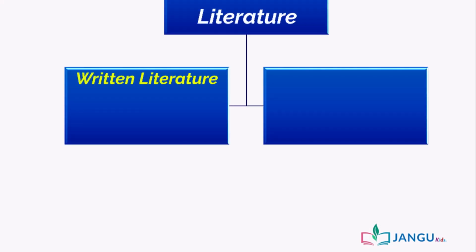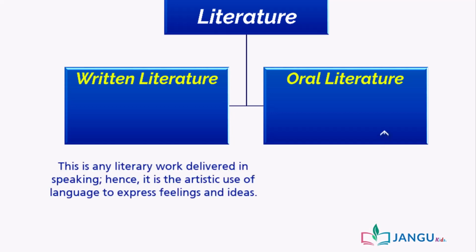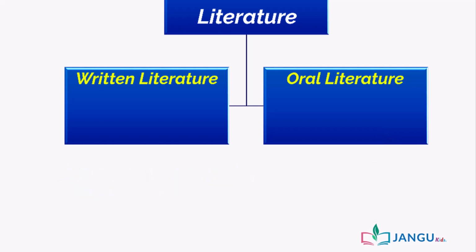The second major type of literature, which we've said, is oral literature. This is any literary work delivered in speaking. Hence, it is the artistic use of language to express feelings and ideas. Oral literature has always existed, even before human beings learned how to write.